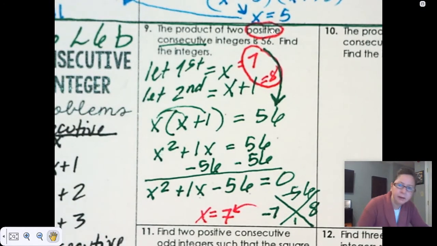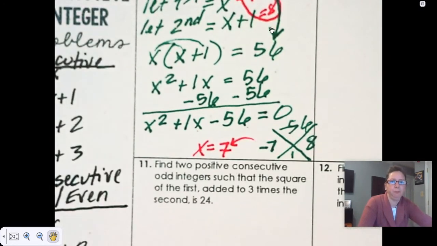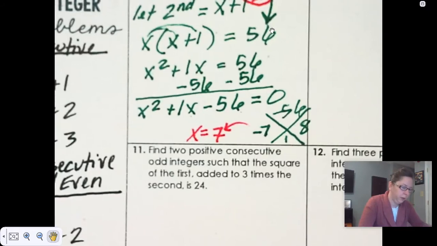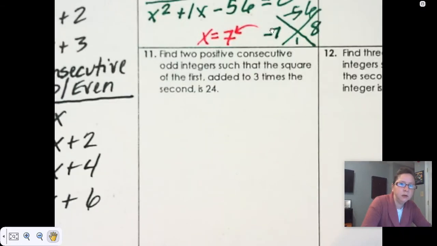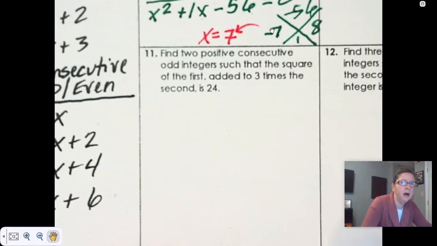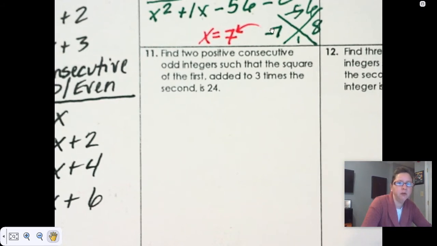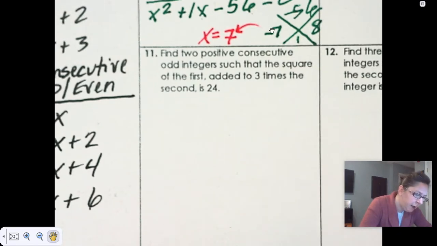Let's look at example number 11. I'm just going to scooch this up. Okay, this is going to be a little more complex. Okay, we're going to find two consecutive odd integers such that the square of the first added to 3 times the second is 24. So they have made this a little more difficult.